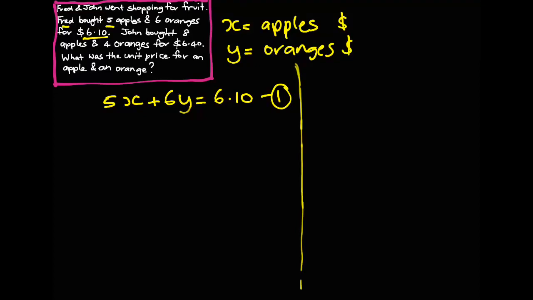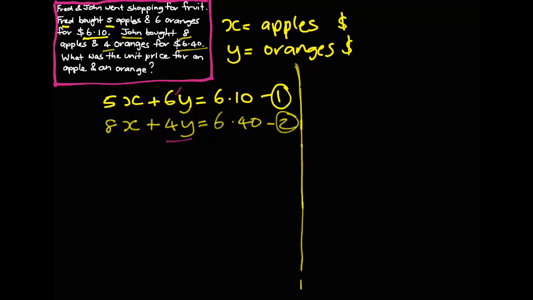Now let's find the second equation. John bought 8 apples and 4 oranges for $6.40. So we've got 8x plus 4y equals $6.40. That's equation 2. We're going to use the elimination method, and it's not as easy as the last video that we did using the elimination. So for this one, I'm going to look at the y's, eliminating the y's, just because the values are smaller. It's the only reason I'm choosing that.